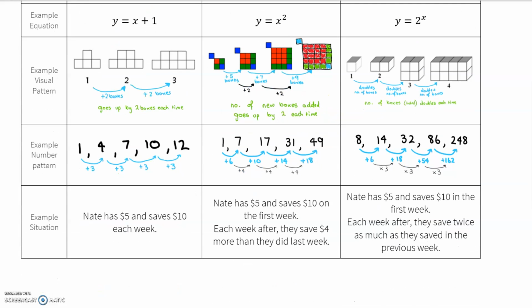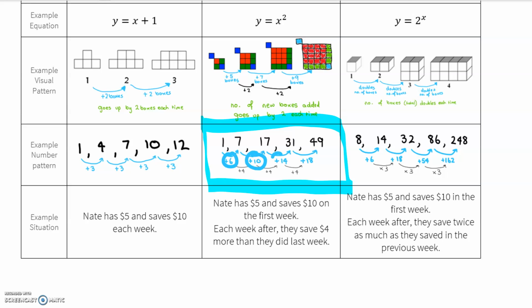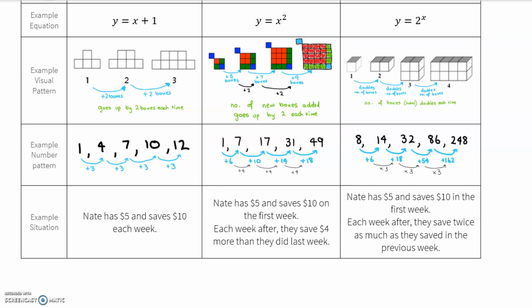And we can see that in this number pattern, a similar thing is happening. So we're going from adding 6 to adding 10 to adding 14 to adding 18 in each step. And that increase is going up by 4 each time. So the increase is linearly increasing. And again, you could do this for a decrease as well.